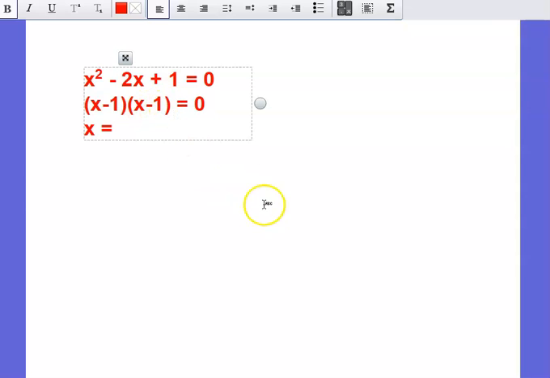Negative 1 times negative 1 is positive 1. Negative 1 plus negative 1 is negative 2. Both parentheses are the same, so really I only have one answer. So if I set one of these equal to 0, I would get a positive 1.